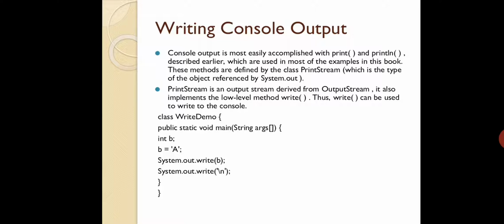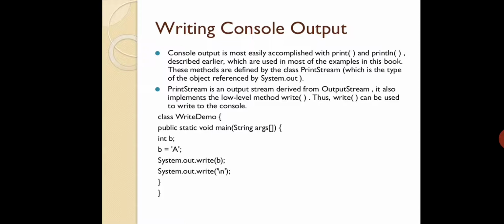So console output is most easily accomplished with the print and println methods described earlier. Because you are using the print method or println method, System.out.println or System.out.print. In the previous explanation also I said that it is better to go for println itself. The entire line can be printed, but print is also fine, it is not wrong, but usually we go for SOP, that means System.out.println, which is used in most of the examples in this book.